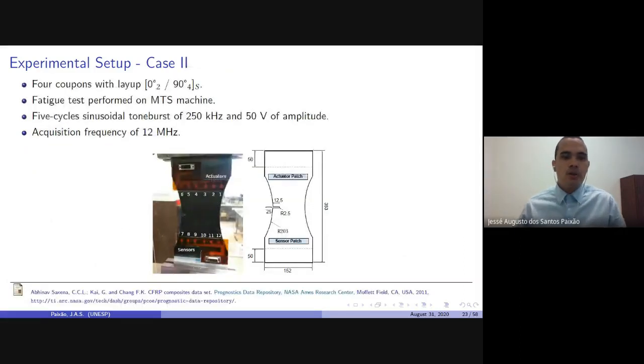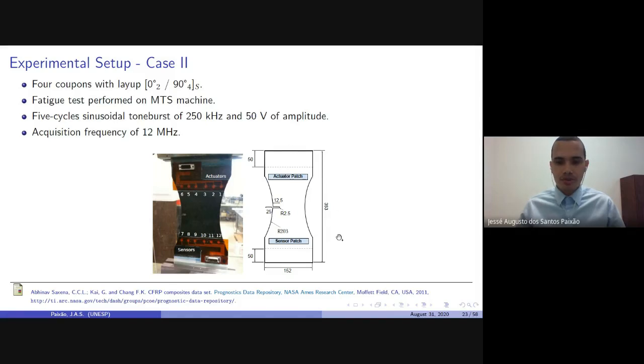In the second case, we have four coupons with the following layup, a symmetric layup, and this data set is provided by NASA. It is an open source repository that can be used. And each one of these coupons was submitted to a fatigue test performed on an MTS machine. And also they were instrumented with two pads of PZTs. The first pad with 6 PZTs was used as actuator, and the second pad with 6 PZTs was used as sensor to acquire the data at the acquisition frequency of 12 megahertz. And the input signal here was at the same central frequency and also with 50 volts of amplitude.